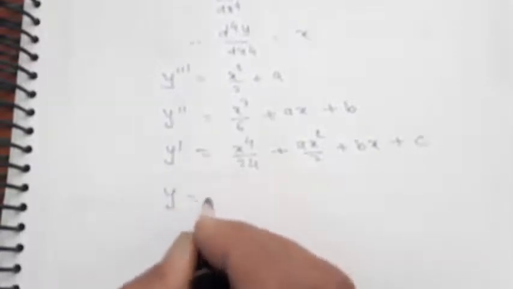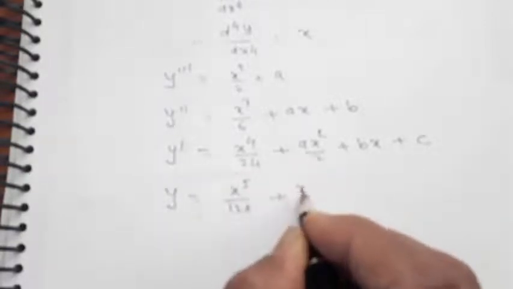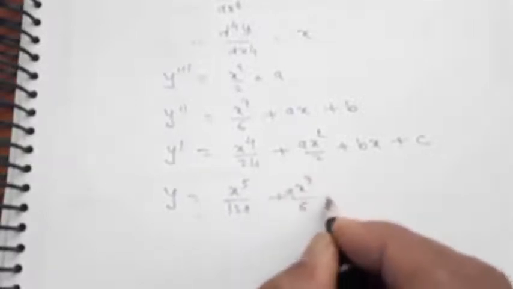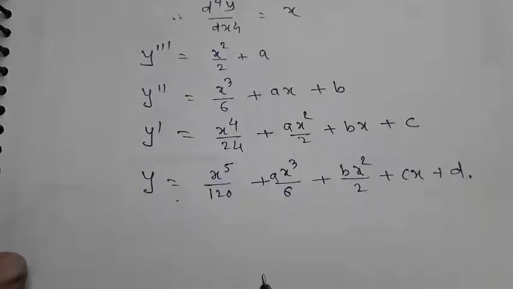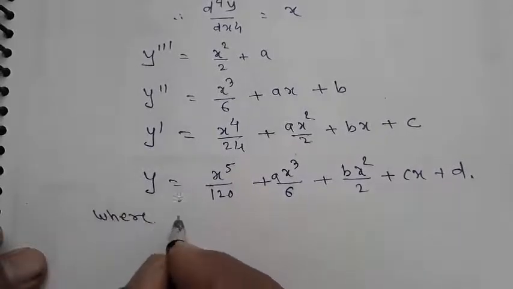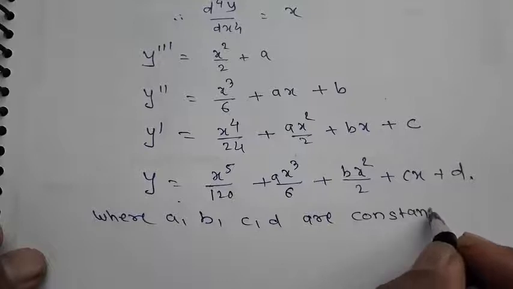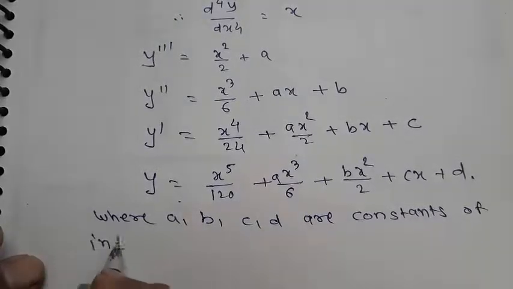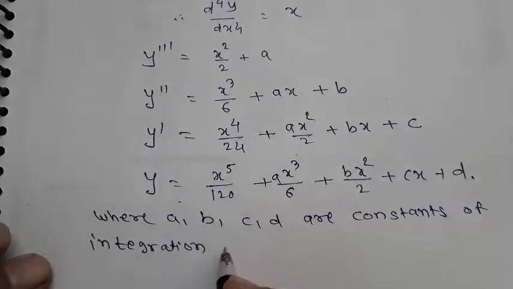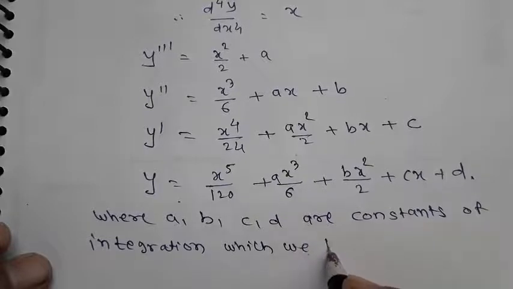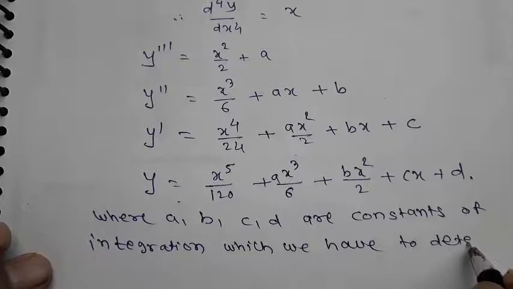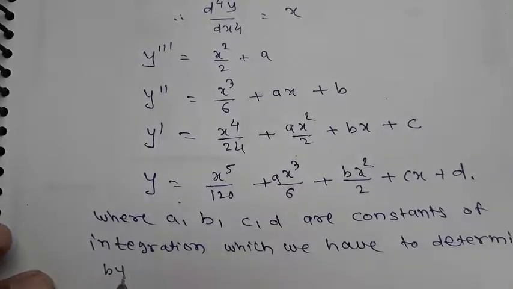Again integrating, we get y equal to x raised to 5 by 120 plus ax cube by 6 plus bx square by 2 plus cx plus d, where a, b, c, d are constants of integration which we have to determine by using the given conditions.